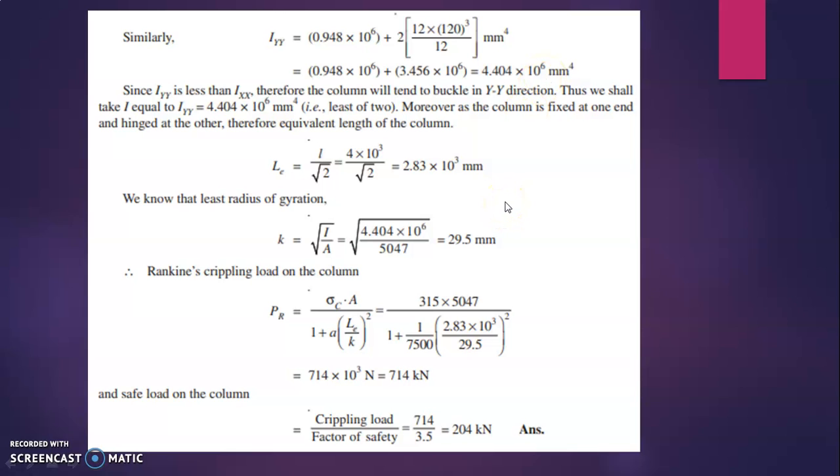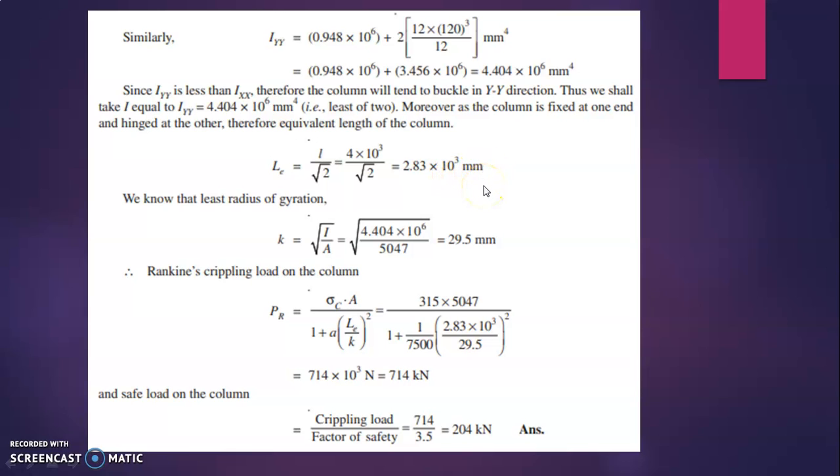Now you have already seen how to calculate IXX and IYY. Next, you have to see what is the effective length of the column. Here, the given condition is that one end is fixed and the other end is hinged. So, what is L effective? L effective is equal to L divided by root 2. What is L? It is given 4 meter. So 4 into 10 raised to 3 millimeter divided by root 2. So that is equal to 2.83 into 10 raised to 3 millimeter.